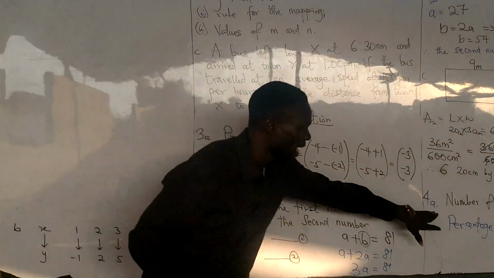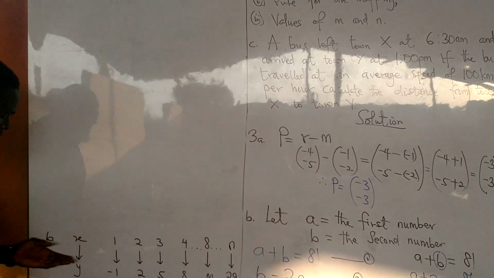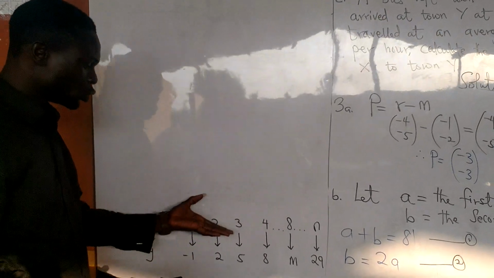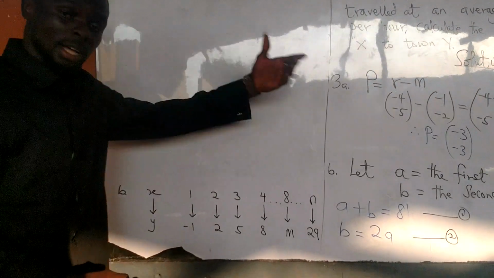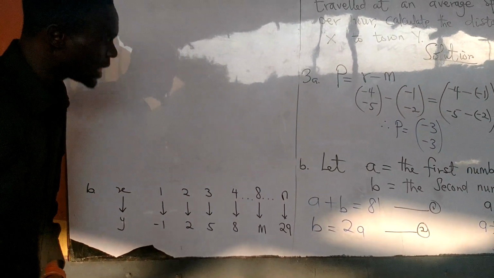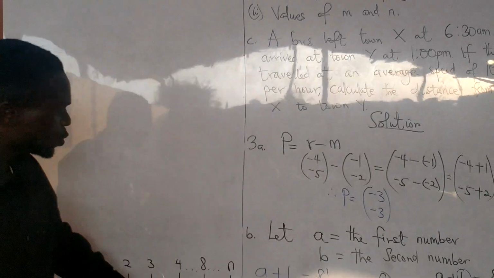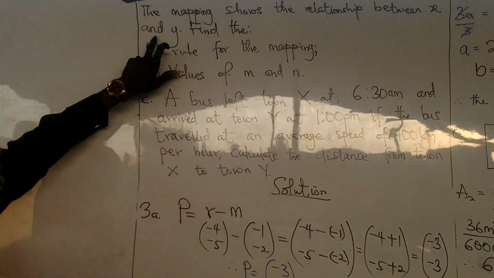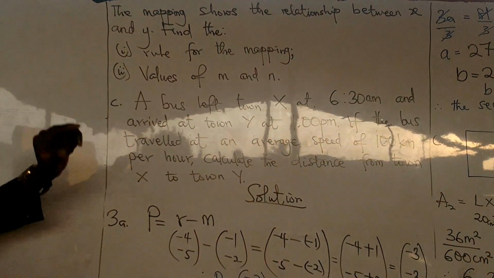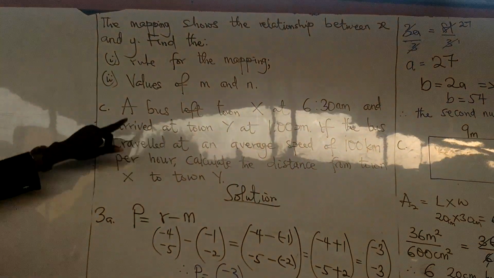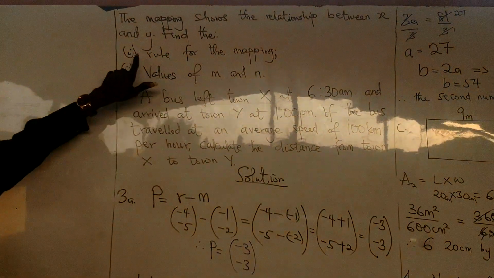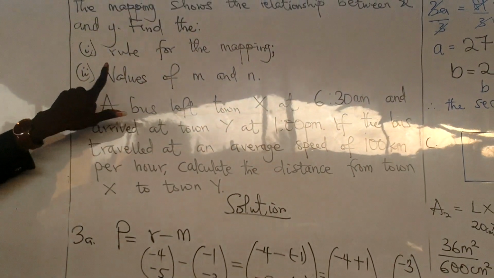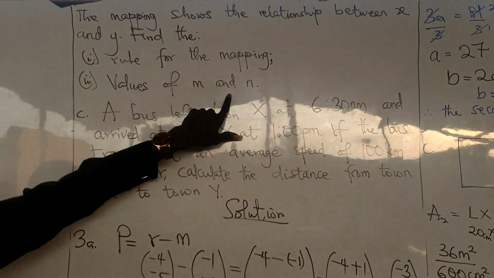So this is the number 4A. Now let's come to the number 4B. Number 4B, you have x maps to y, 1 maps to -1, 2 maps to 2, 3 maps to 5, and so on and so forth. You can see it clearly there. It says that the mapping shows the relationship between x and y. Find the rule for the mapping, and the values of m and n.